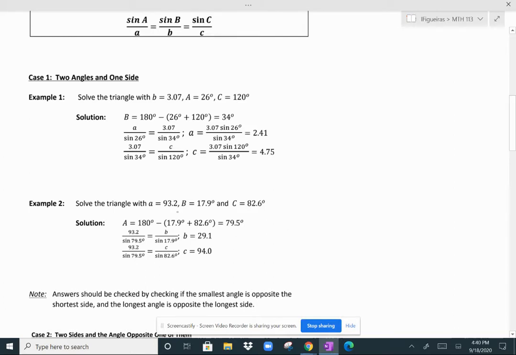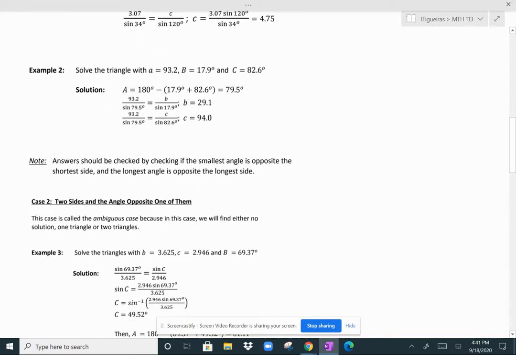And I'll again use the ratio for A and sine of A in order to solve for side C. So you have 93.1 over sine of 79.5 equals C over sine of 82.6. And again, cross multiplying, you get that side C is 94 units. So the smallest angle is angle B, and that has side B is 29.1. The largest angle is angle C, and that has a side of 94 units. So they correspond smallest to smallest, largest to largest.